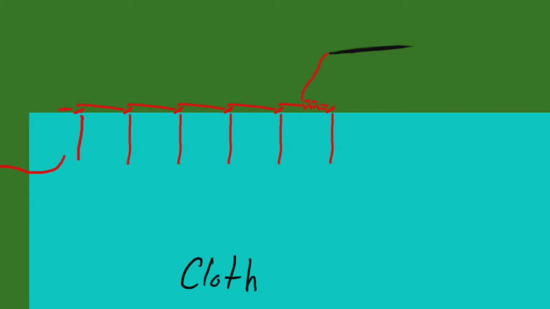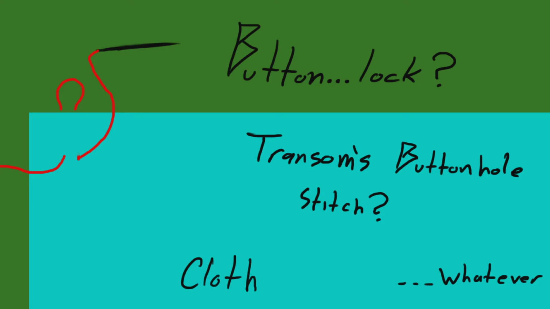What I like to do instead is related to the buttonhole stitch, but I don't think it has a proper name. I've been calling it the buttonlock. As with all of the edges, you start like normal, and when you come through the back this time, you have to come from the trailing side of the loop.